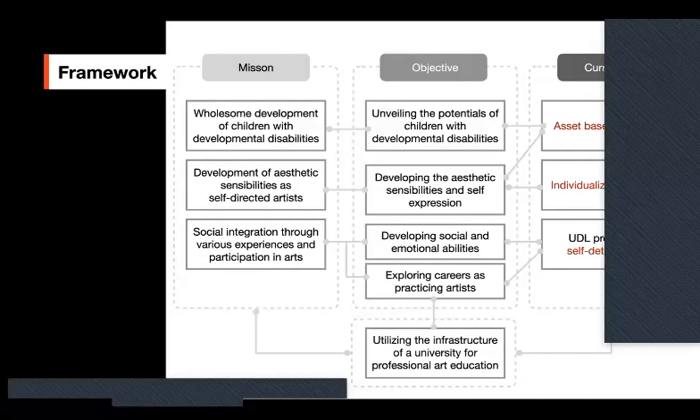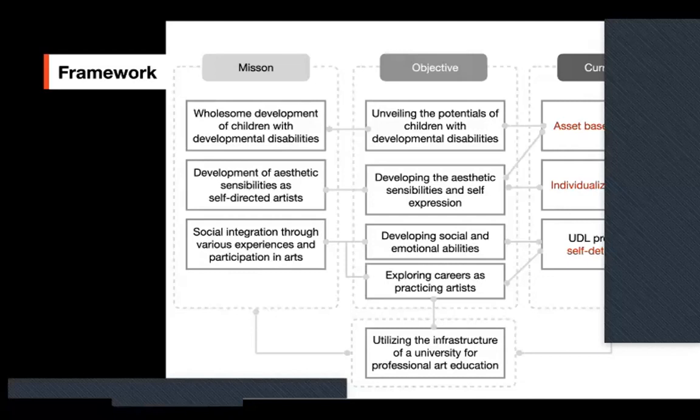Our objective is looking for their potentials. We believe that the students who apply for our program all have a very clear idea of their own artwork, and they do have potential or an impulse to create. So we are trying to unveil them so that they can flourish through art. Our second goal, as I said before, is self-expression, instead of learning about art. And for the final goal, we are helping them develop social and emotional abilities altogether so that they can explore their careers as practicing artists.